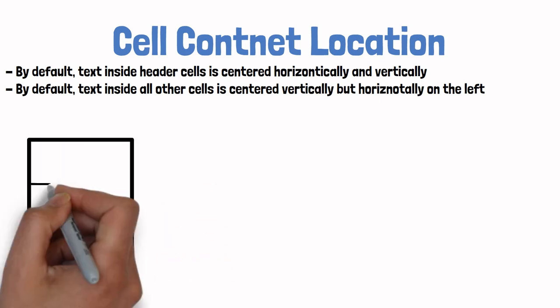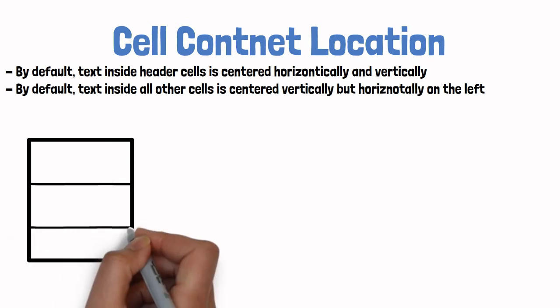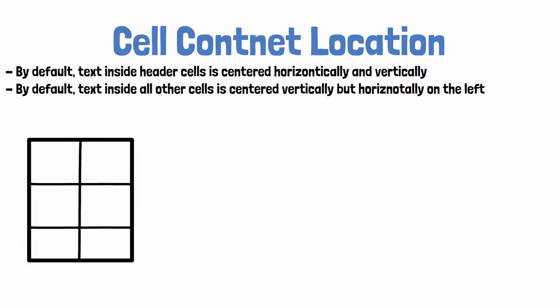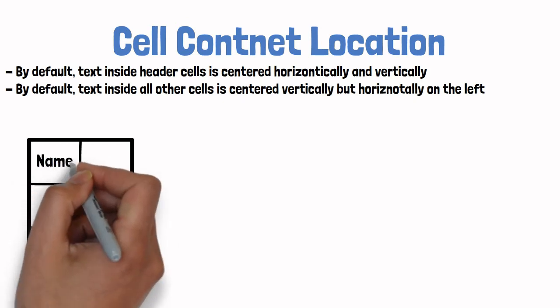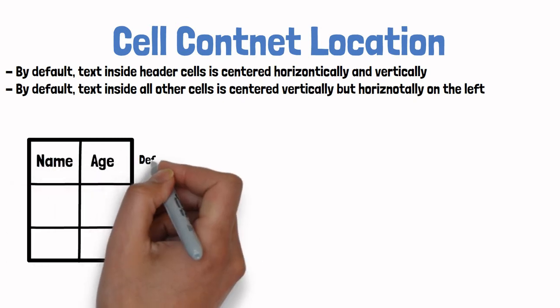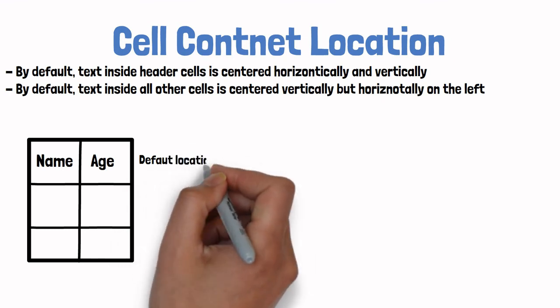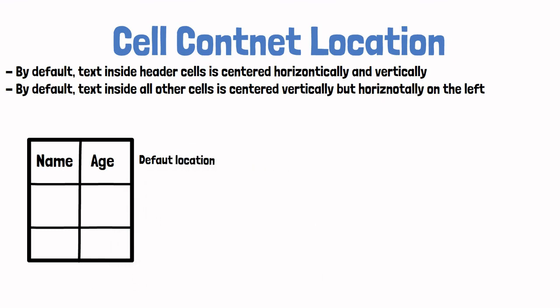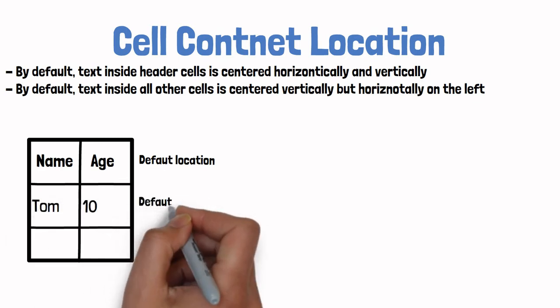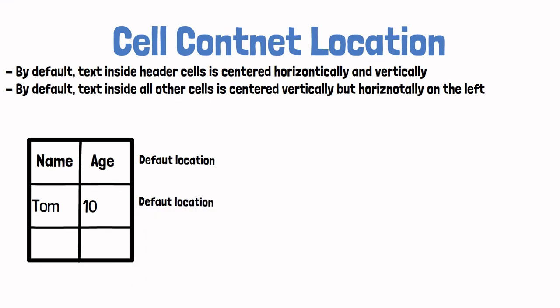Here is a table, for example, where we see 2 ways to control the text location by adding padding or by using text align. The first row shows the default location inside header cells, which is centered. The second row shows the default location for table data cells.